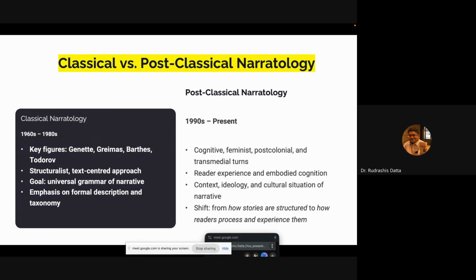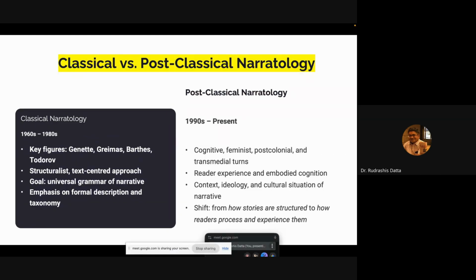right? If you are writing or narrating a story which deals with the difficulties that colonized people once faced at the hands of the colonizers, you are likely to adopt a post-colonial narratology, right? So everything depends on how you are structuring the story according to your own target.